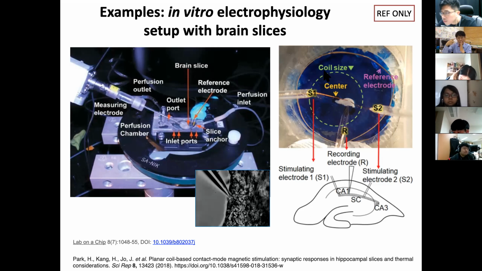So we made a magnetic coil. We give a magnetic field to this, and we measure the electrophysiology, EPSP, so long-term potentiation and relevant ones. So this is just one example in a research setting.